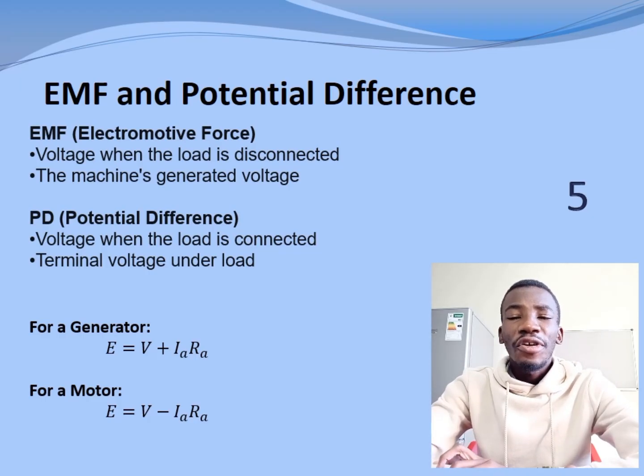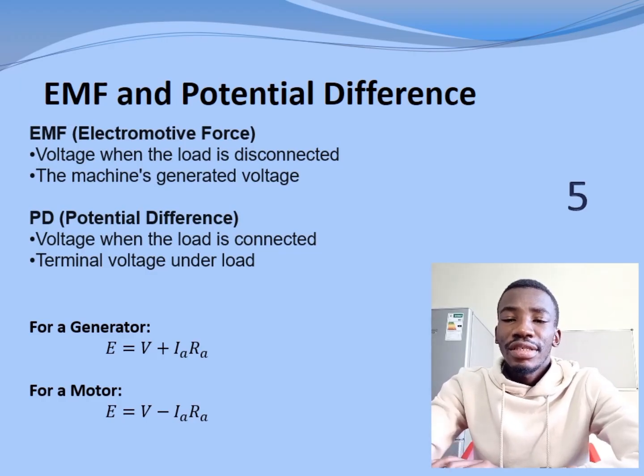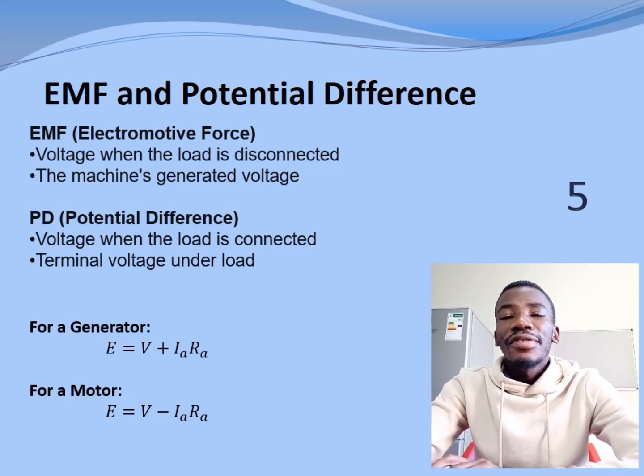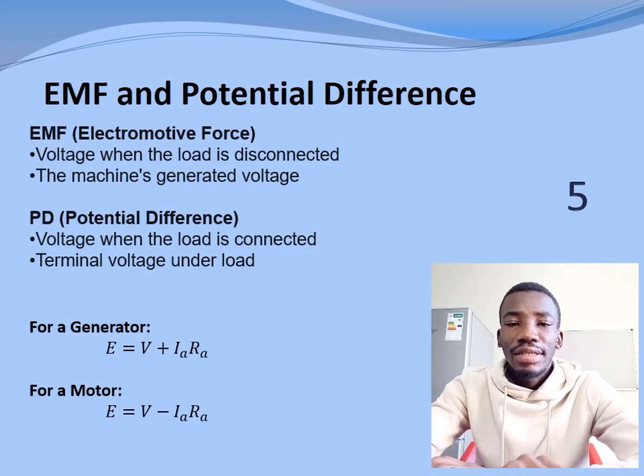For a generator, we use this formula: EMF is equal to the voltage plus the armature current times the armature resistance. For a motor, it is opposite: EMF is equal to the voltage minus the armature current times the armature resistance.